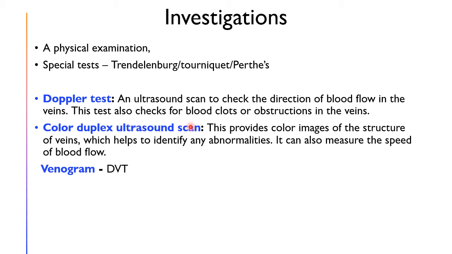Doppler test: an ultrasound scan to check for the direction of flow in the veins. This can also check for blood clots or obstruction in the veins. Nowadays, with color duplex ultrasound, we have color images of the structure of veins, which helps to identify any abnormalities and can also help to measure the speed of flow. So any regurgitation or slowing down of the flow of blood can be detected by means of this color duplex ultrasound.